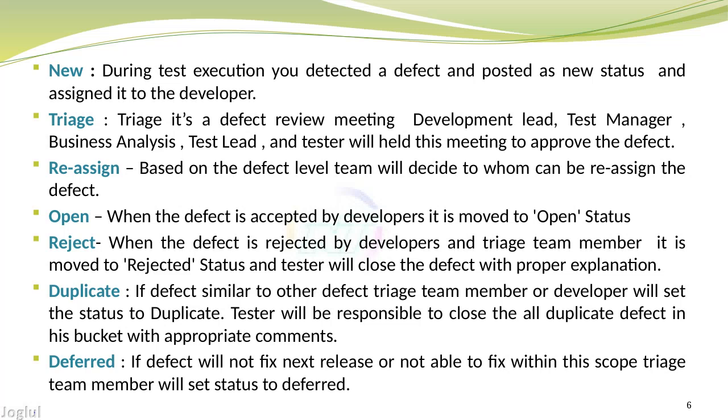If the developers or triage team find that the defect is not valid, it gets rejected, and the tester closes it with an explanation. Sometimes, if the defect is the same as an already reported one, it is marked duplicate, and the tester closes all duplicates with comments. If a defect cannot be fixed in the current release, or it's beyond the project scope, it's deferred by the triage team. This process helps keep defect management organized and efficient, much like how Agile Scrum teams regularly review and prioritize bugs during sprint planning or backlog grooming sessions to ensure timely resolution and clear communication across the team.